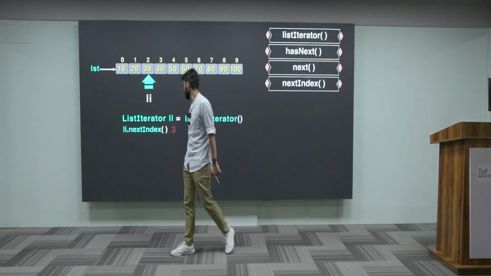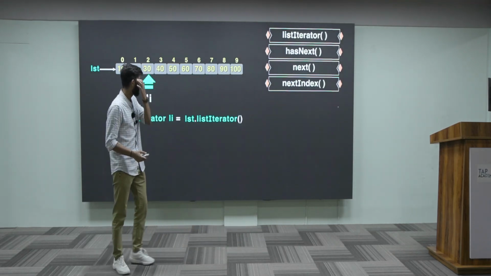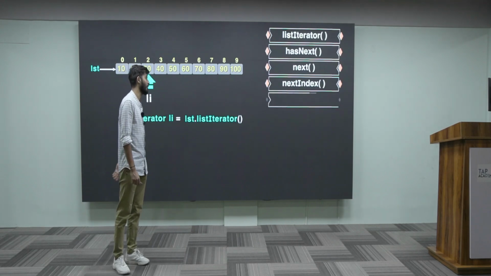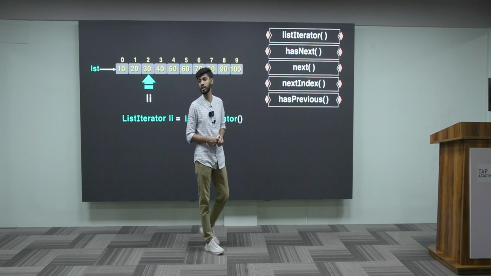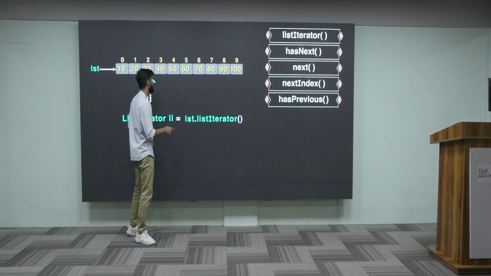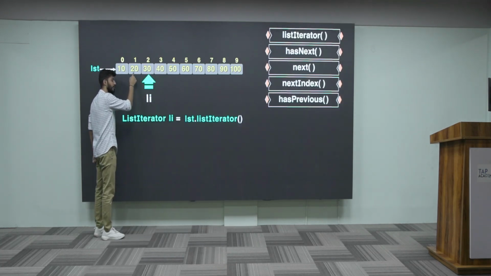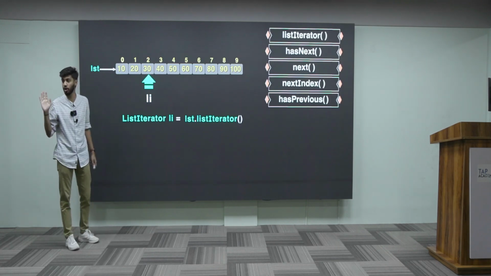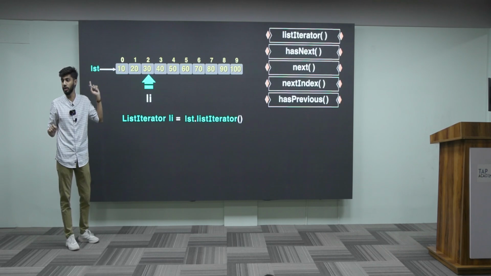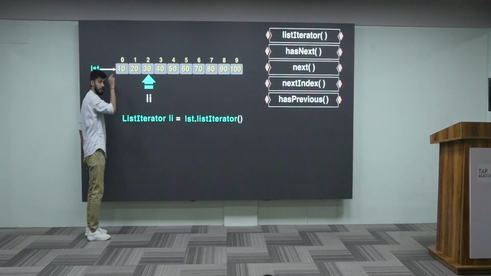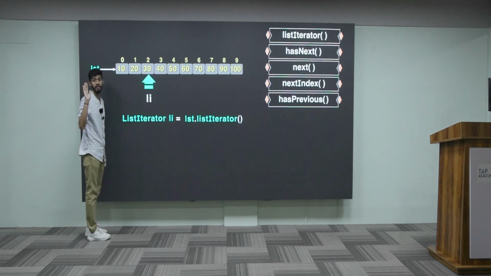Apart from this method, there are other methods as well. The next method that we have over here is hasPrevious. What hasPrevious does is it says whether there is a previous element for Li or not. Is it there or not there? What does it return? It will return a Boolean value. If it is there, it returns true. If it is not there, it returns false.